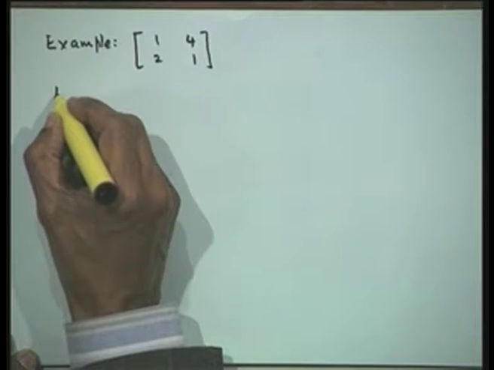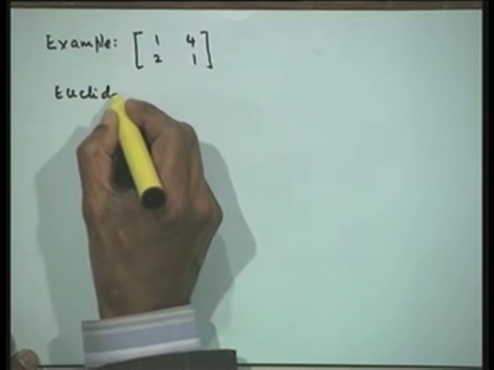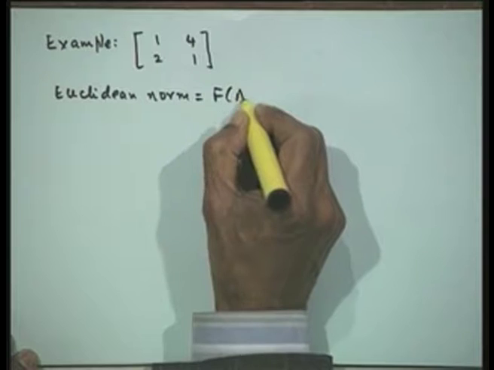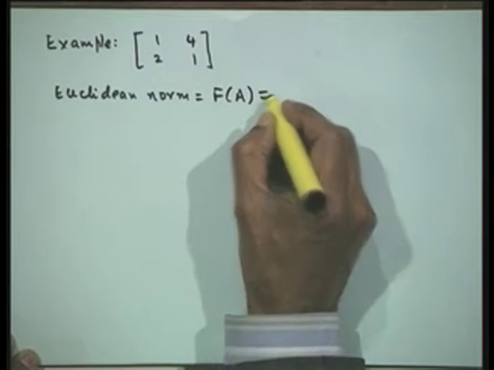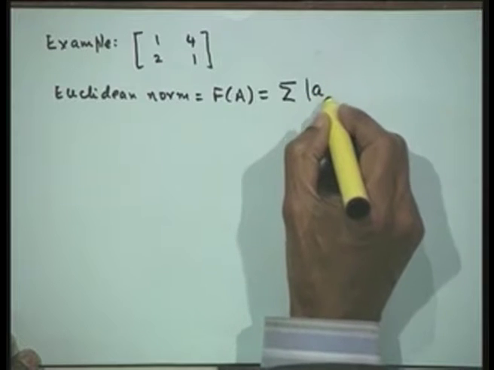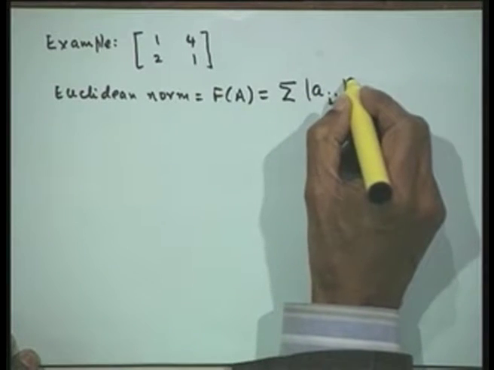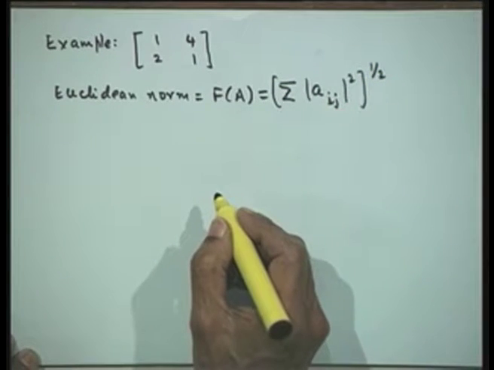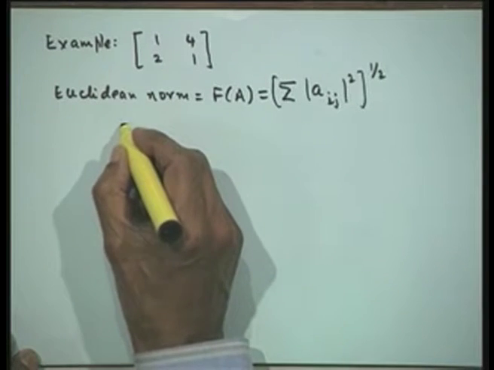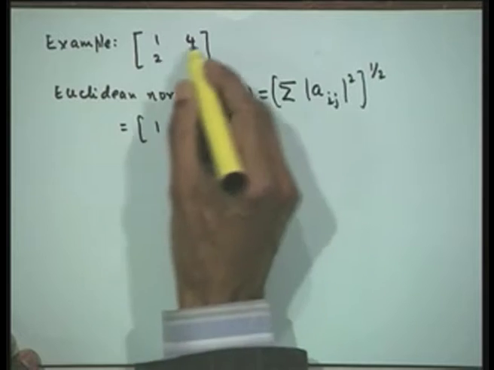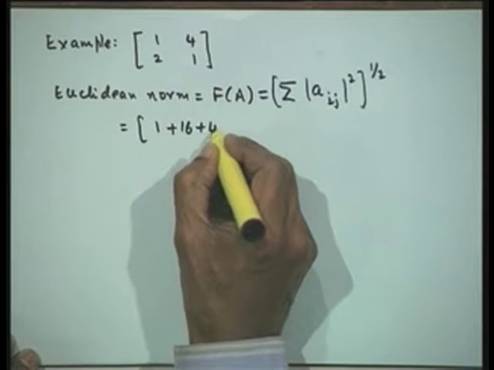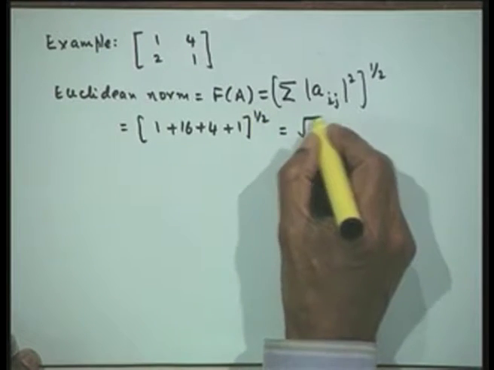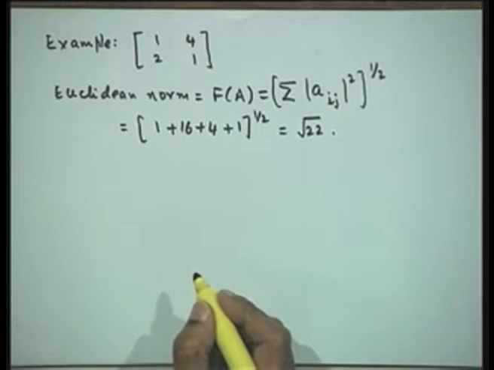Now, the first norm that we have defined is the Euclidean norm, which we denoted by F of A. This definition was the summation of the squares of the absolute values of all the elements, and then we take the square root of this sum. Therefore, this will give us 1 plus 16 plus 4 plus 1, to the power of half. So, that gives us root 22 as the measure if you take the Euclidean norm.